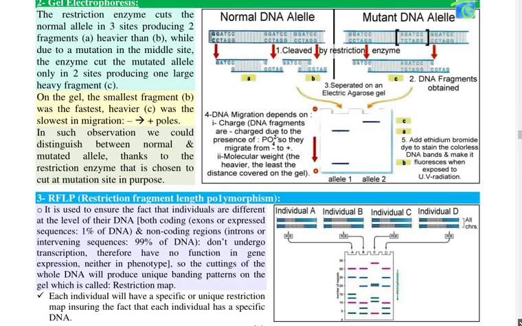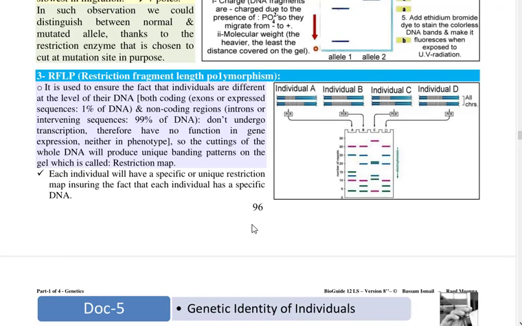This leads us to discuss RFLPs, restriction fragment length polymorphism. This is comparing, for each human, specific parts of the DNA that he doesn't share with anyone else.